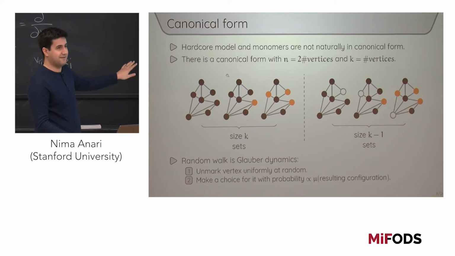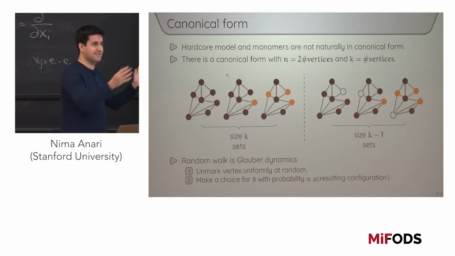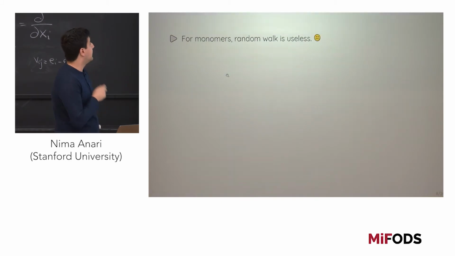So I've dropped the dimers. So these are just subsets of vertices. I'm only interested in, so in the hardcore model, there are no dimers. In the monomer-dimer system, I'm just looking at the projection onto the monomers. Okay, just for simplicity. All right.